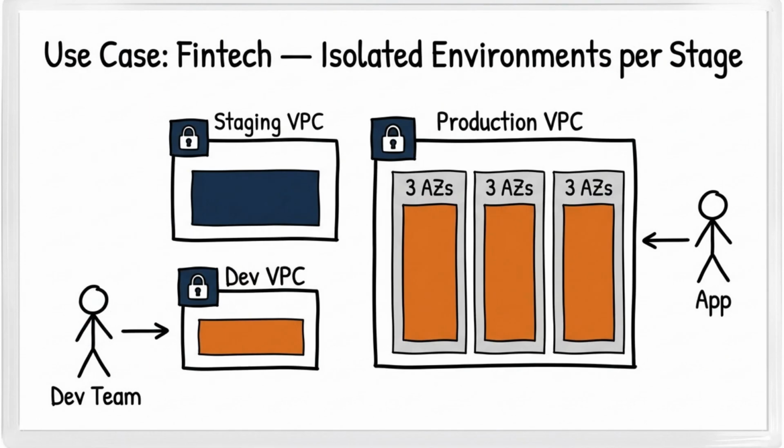Let's look at a use case. A fintech startup launching a payment platform creates a dedicated VPC per environment, that is production, staging, and development. This is to ensure workloads are fully isolated. Their production VPC spans 3 availability zones for high availability, while the dev VPC stays small and cost-efficient.